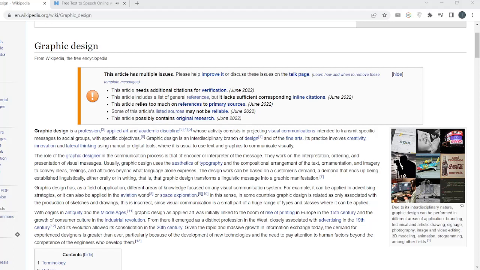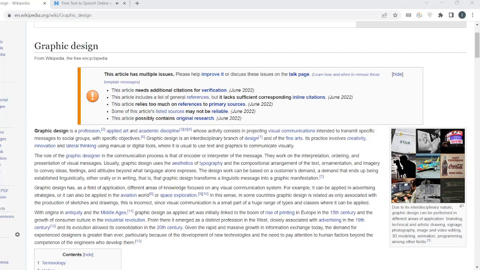Given the rapid and massive growth in information exchange today, the demand for experienced designers is greater than ever, particularly because of the development of new technologies and the need to pay attention to human factors beyond the competence of the engineers who develop them.